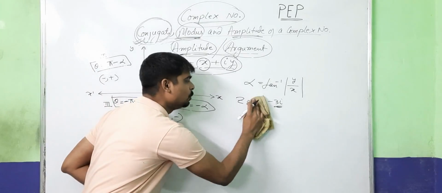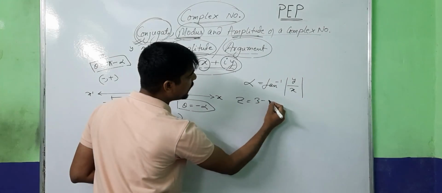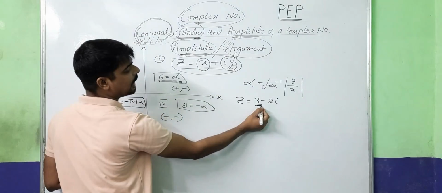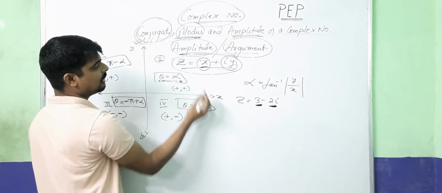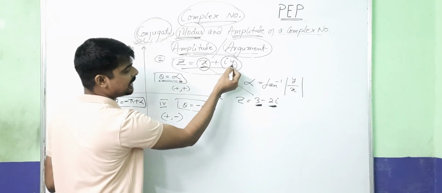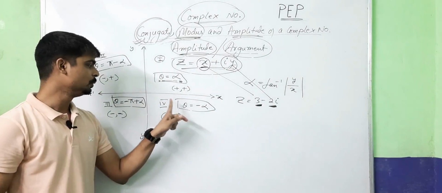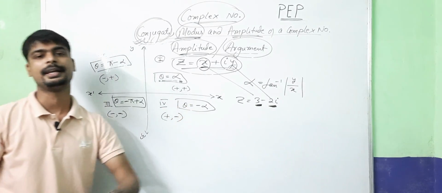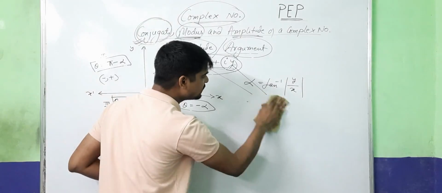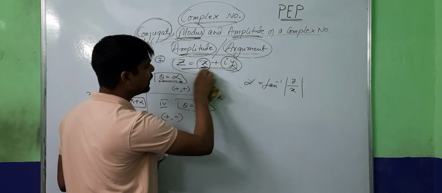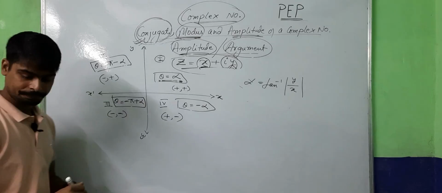And when we talk about the last example, 3 minus 2i, you can see the x part is positive and the y part is negative. x is positive and y is minus 2. Positive, negative. You take the fourth quadrant, theta is equal to minus alpha. This is just the concept. Let's see an example of how to calculate the amplitude or argument of a complex number.